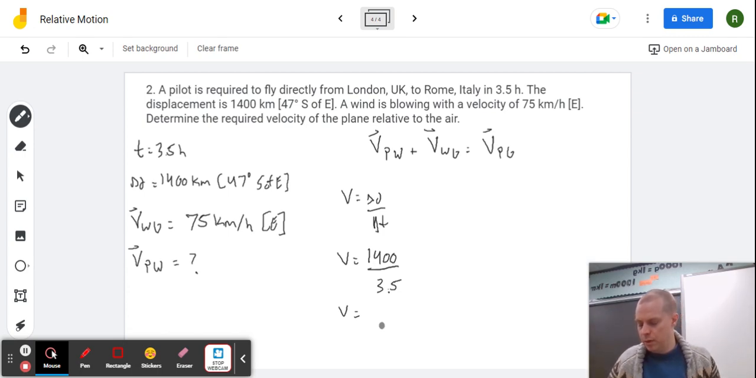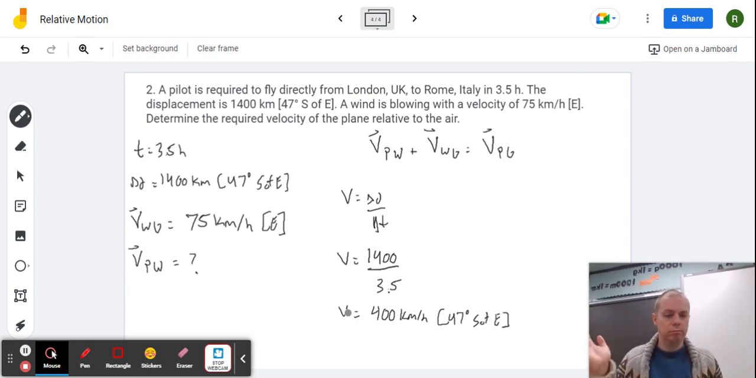And we can get our value of 400 kilometers per hour. And the displacement was 47 degrees south of east. So the velocity will be the same. And this velocity is the velocity of the plane with respect to the ground. Right? This is the end result that they're looking for.